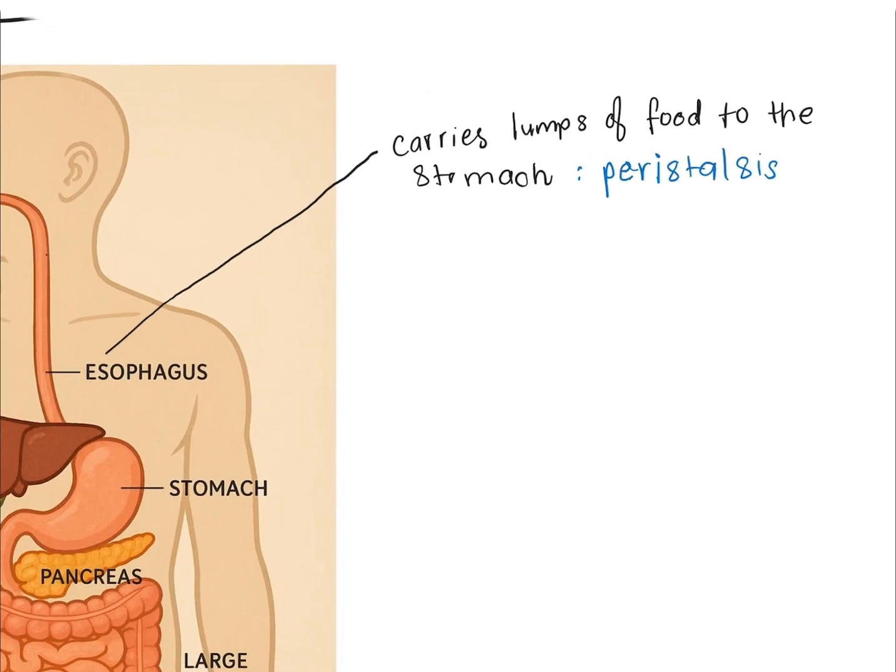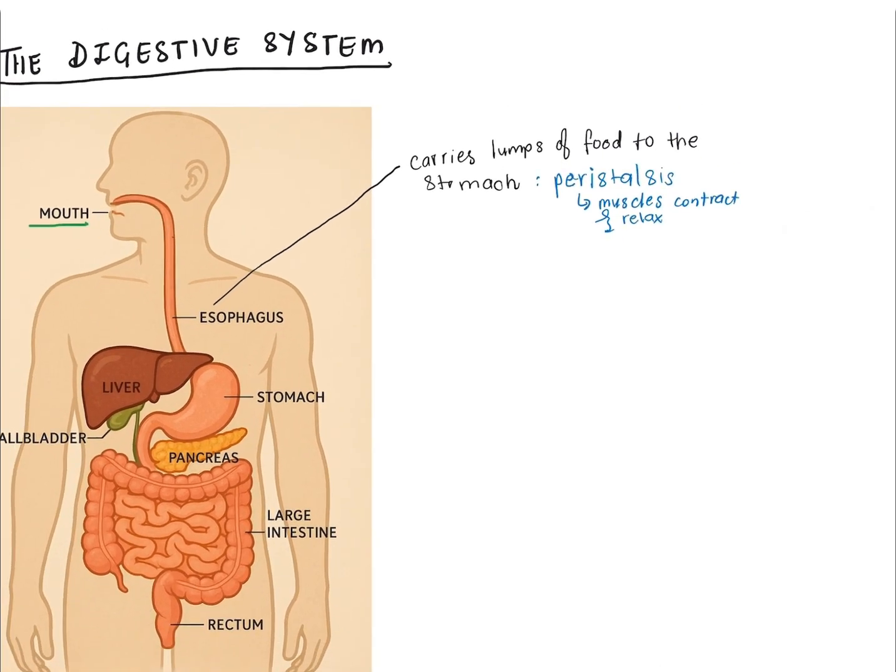Again, this isn't just a slide down the esophagus. It's a muscular contraction called peristalsis, which pushes the food downwards in a wave-like motion all the way to your stomach. So just keep that word in mind. Peristalsis is when the muscles contract to push the food downwards in a wave-like motion.